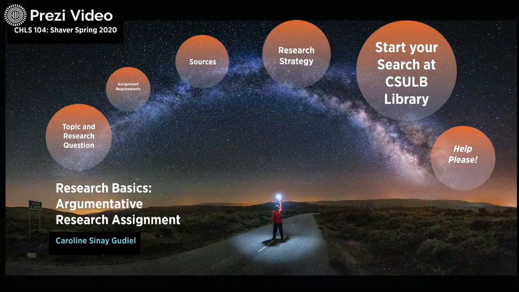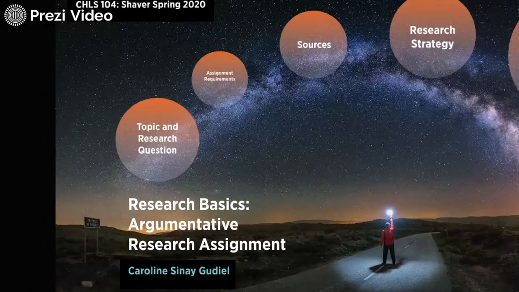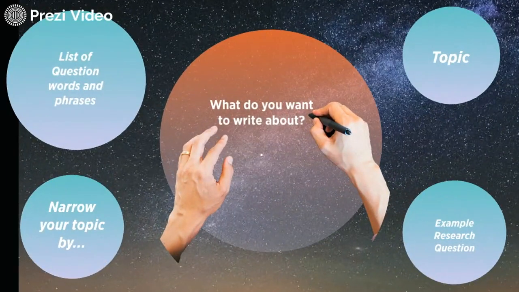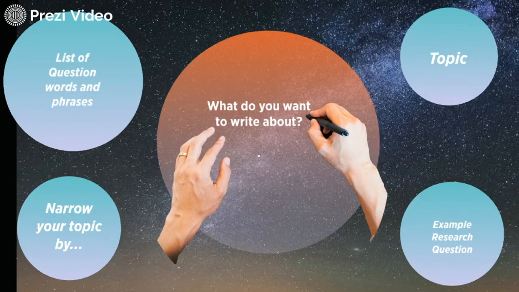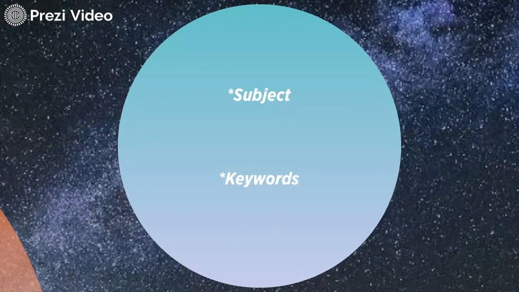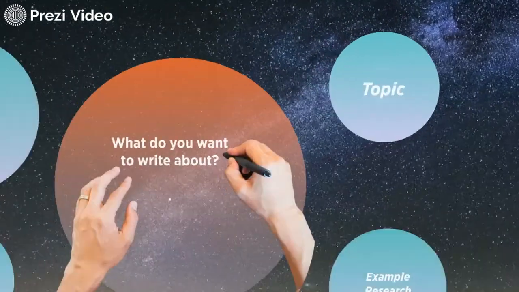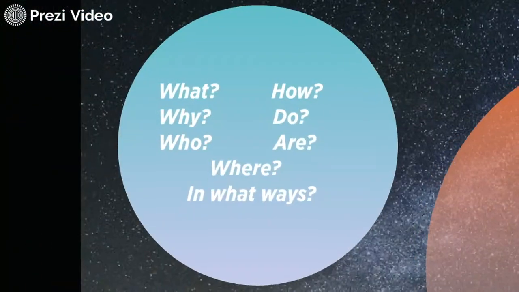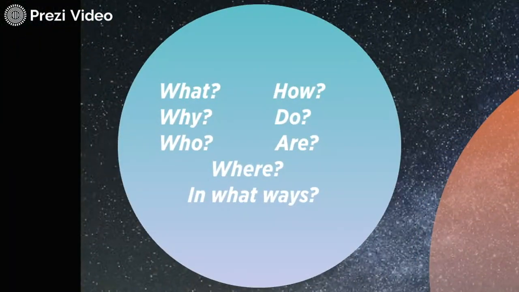By now you should already have a topic and research question. If you don't, let's go over it briefly right now. What do you want to write about? If you have a pen and paper, pause this right now and write down your thoughts. What do you want to write about? You should have a topic in mind that can include subject and keywords. You should also have a question in front of it.